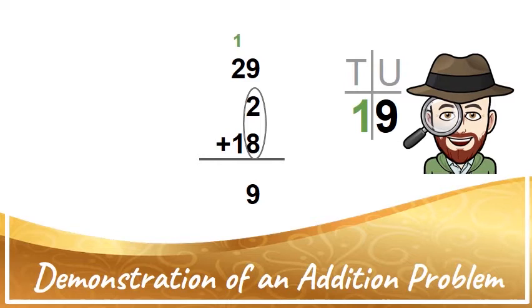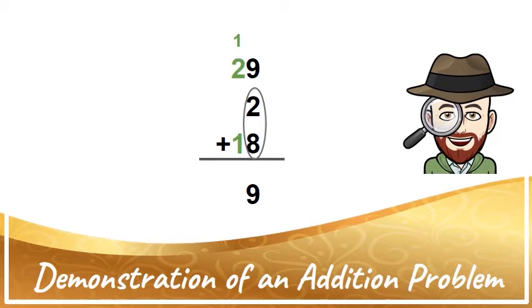I'm then going to add all those numbers together. So looking at those numbers, I now need to add 1 plus 2 plus 1, which equals 4. So I bring that 4 down to the answer column and I have my answer all together, which is 49.